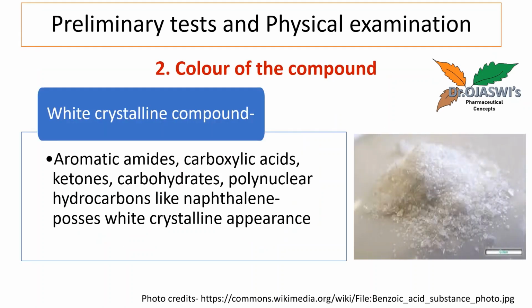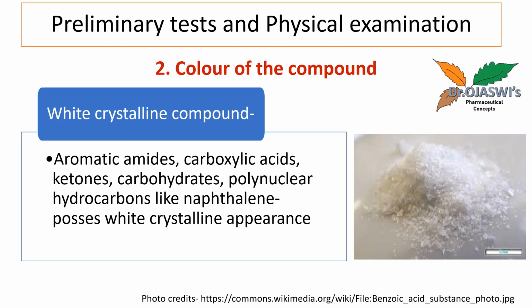Color of the compound. If the given compound is a white crystalline compound, then it could be an aromatic amide or carboxylic acid or ketone, carbohydrate or polynuclear hydrocarbon like naphthalene. These all possess white crystalline appearance.